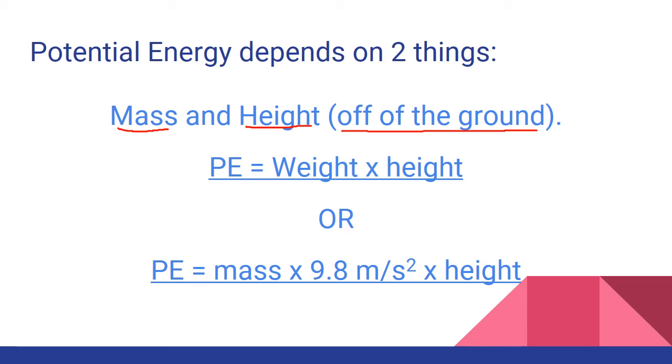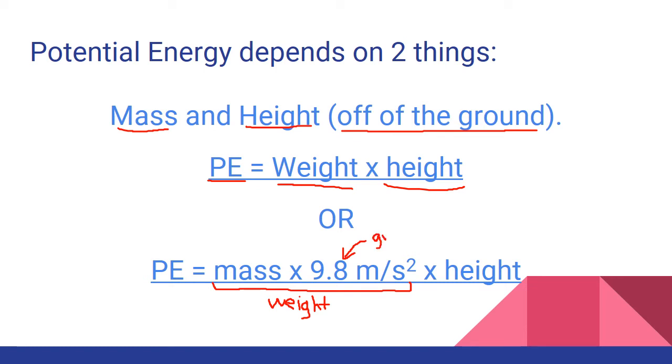We can again use a formula to calculate our potential energy, or PE, and it's going to look a little simpler. All we have to do is multiply weight by height. Now remember, weight is the effect of gravity on an object's mass. So if you don't know the weight, you can multiply the mass by 9.8, and that is equal to an object's weight in newtons. This 9.8 number is the acceleration of gravity here on Earth.